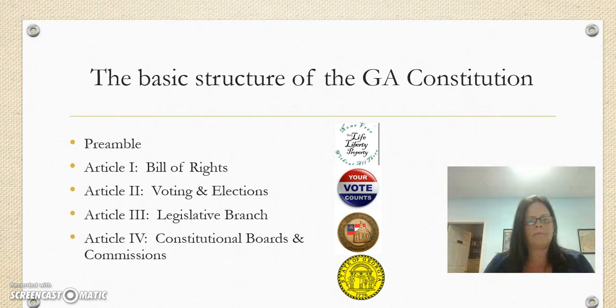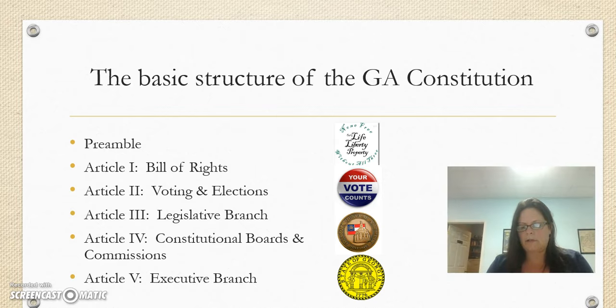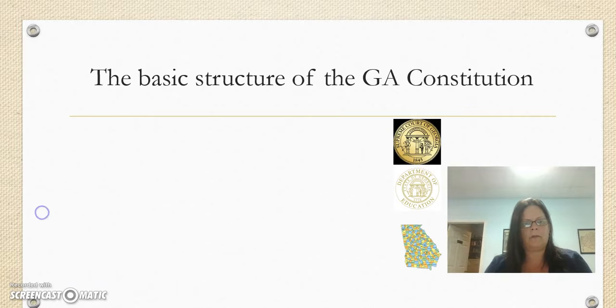Article 4, constitutional boards and commissions. This sets up government bodies such as the Public Service Commission, the State Transportation Board, and the Board of Pardons and Paroles. Article 5 is the executive branch, and it establishes the offices and powers of the governor and lieutenant governor. Article 6 is the judicial branch, and it establishes the court system.